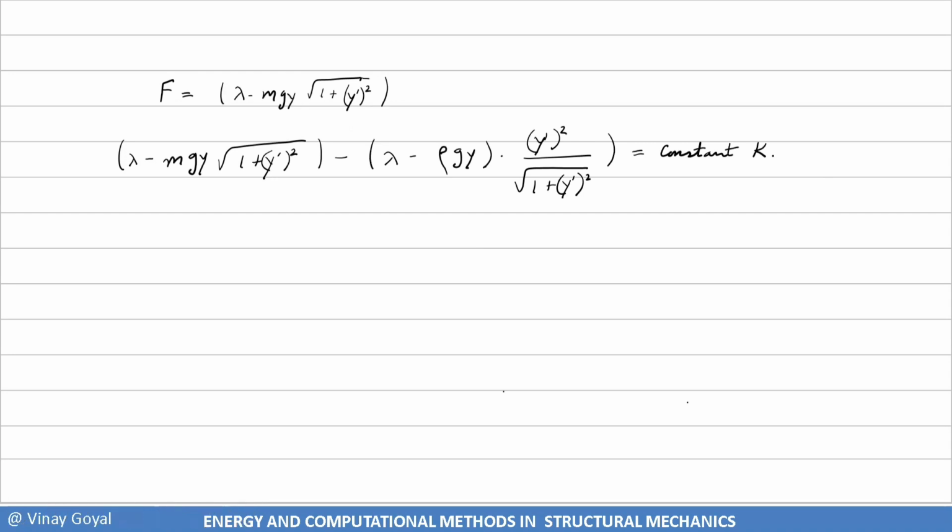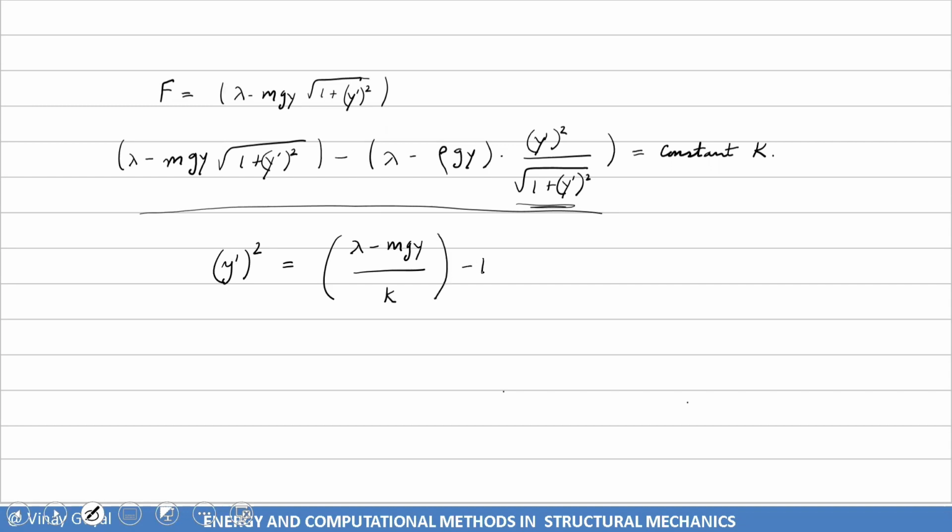The neat thing about this, I can use Mathematica to quickly solve and show that from here, when I multiply this whole thing together, I'll get something much simpler. And it's going to look like this. y' squared equals ((lambda minus mgy) divided by k) squared minus 1. So as you can see, it becomes much simpler than what I had before. And all we have to do is solve the simpler differential equation.